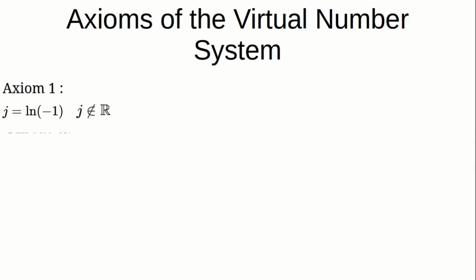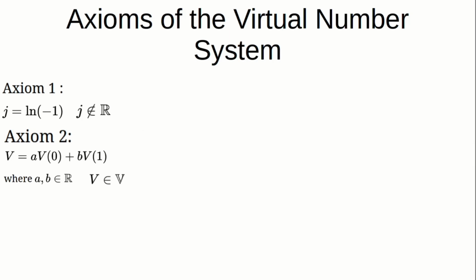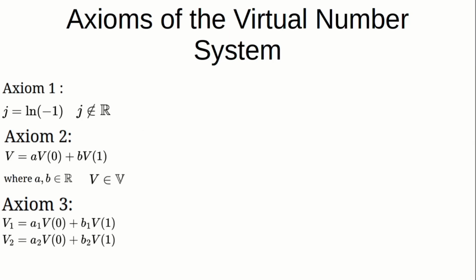Axiom 2. Form of virtual numbers. Every virtual number can be written in the form v equals a times v of 0 plus b times v of 1, where a and b are real numbers. The set of all such virtual numbers is called V, the virtual number system. Axiom 3. Equality of virtual numbers. Two virtual numbers are considered equal if and only if their coefficients match. In other words, if v1 equals a1 times v of 0 plus b1 times v of 1 and v2 equals a2 times v of 0 plus b2 times v of 1, then v1 equals v2 if and only if a1 equals a2 and b1 equals b2.